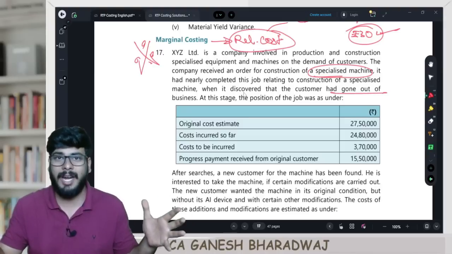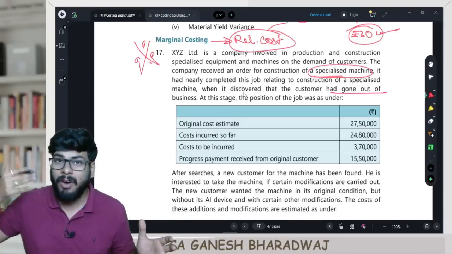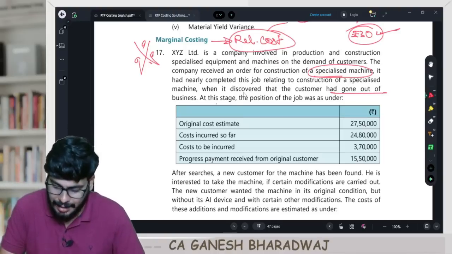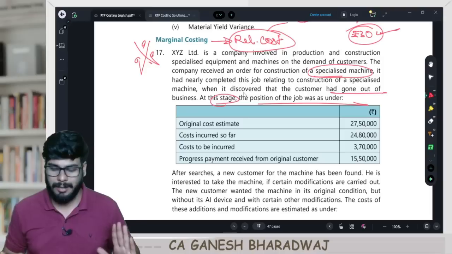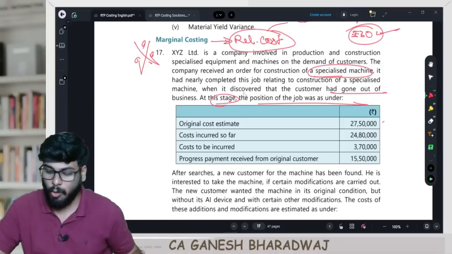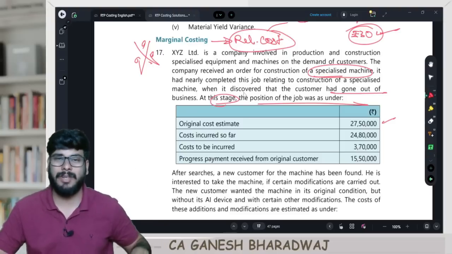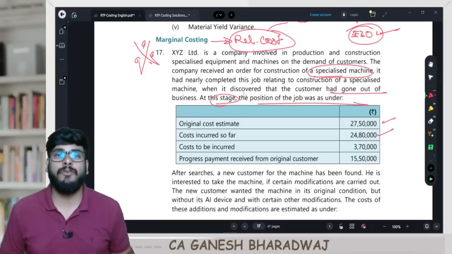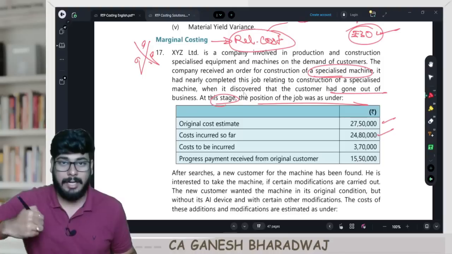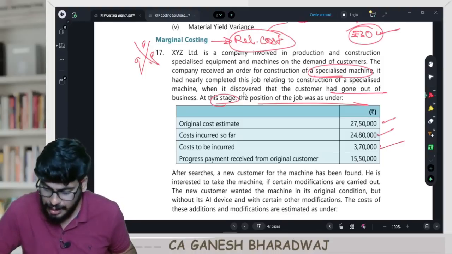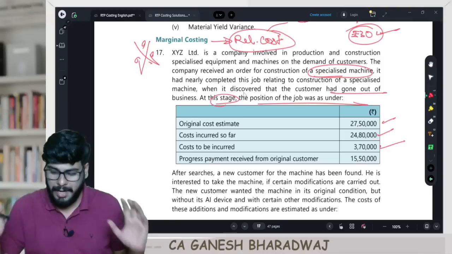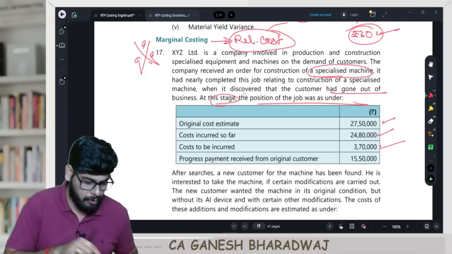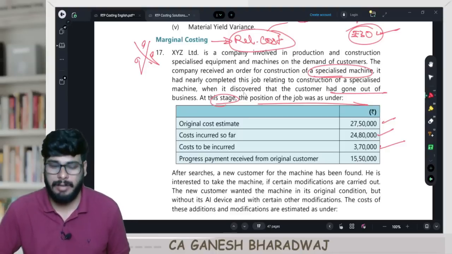There is one job in hand. That job is almost complete, but on the verge of completion, they realize that this job is gone. This is the situation. At this stage, the position of the job was as under. Originally, they estimated that the overall cost is going to be 27,50,000. It's all estimate. Till date, they have incurred an actual cost of 24,80,000. And as on date, they know they need to further incur 3,70,000 to complete the job. Now, don't say, sir, 27,50,000 minus 24,80,000, how much is it? Sir, it's 2,70,000 only. How did 3,70,000 come? Is that a mistake?